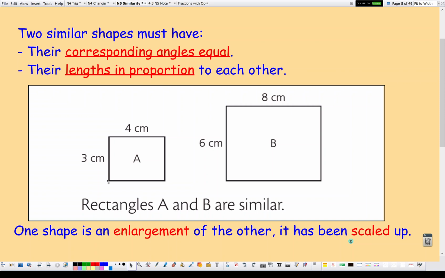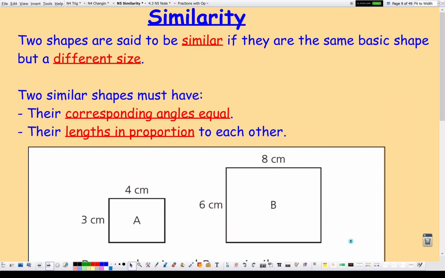And if you look at the lengths of the sides, that is 3 centimeters by 4 centimeters. And in rectangle B it is 6 centimeters by 8 centimeters. So both of those lengths have been proportioned up by a factor of 2. They've both been doubled, right? Because they've both been multiplied by the same number, it means that they are in proportion, which means that the shapes are mathematically similar. Okay, so in this case, B is an enlargement of A. It has been scaled up by a scale factor of 2. You don't have to copy that, but hopefully that makes enough sense.